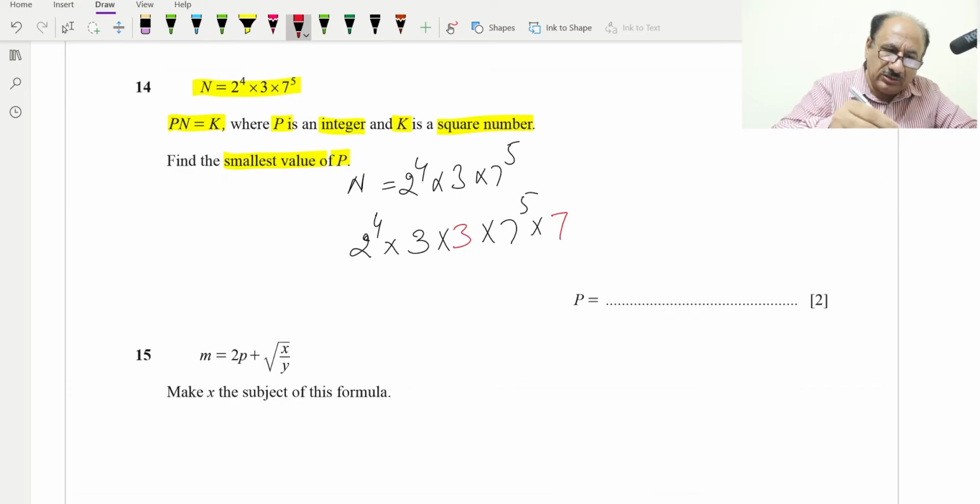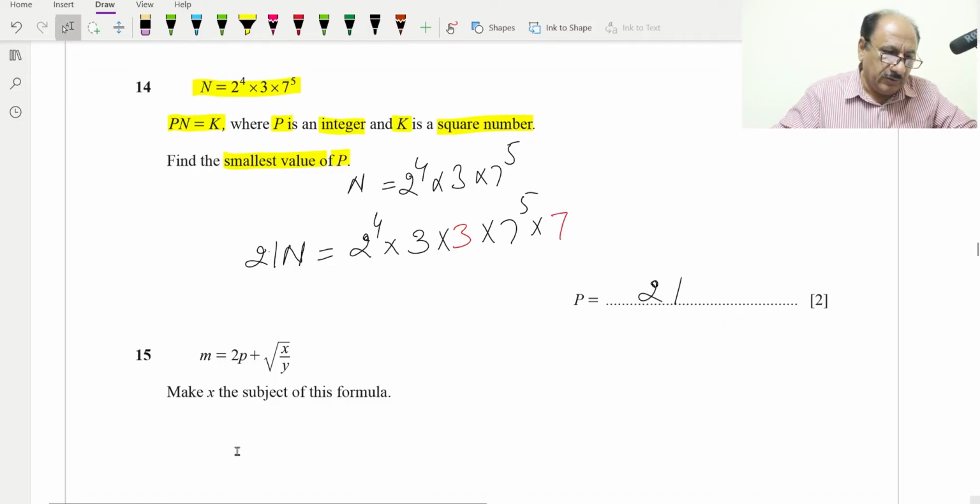Now this is a square number, and it means we have multiplied basically by 3 and 7. So we can write this as 21, since 3 into 7 is 21. So 21n will be equal to this one, which we can write as a square number. Now it has become a square number, so our p value will be 21. So the answer will be 21.